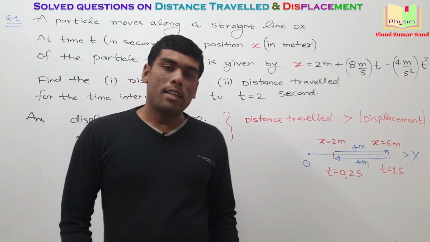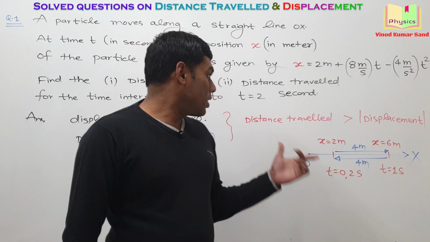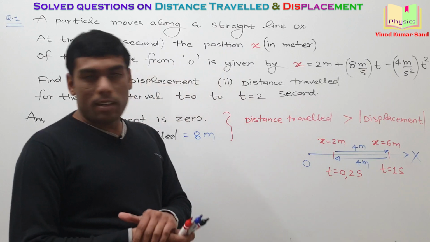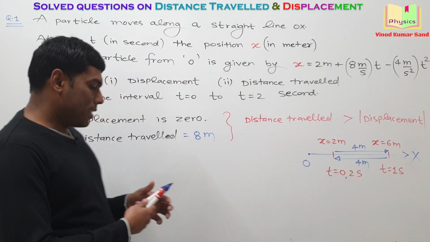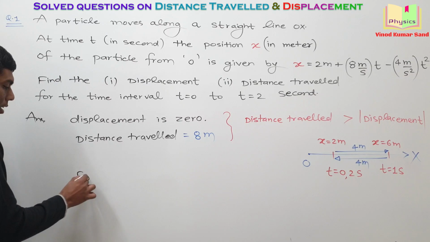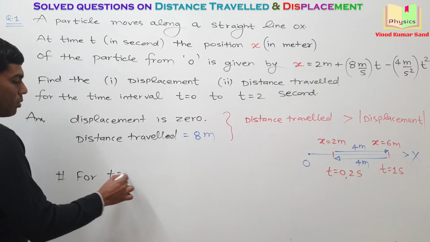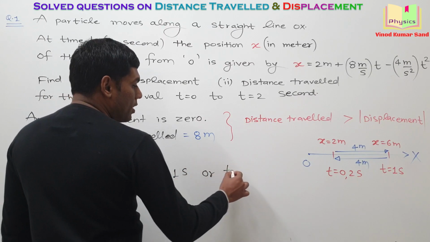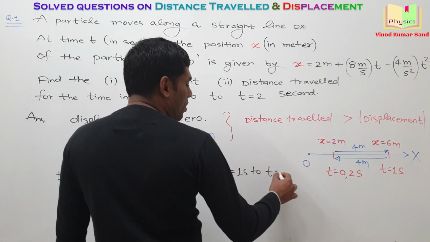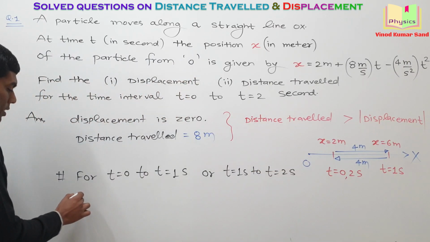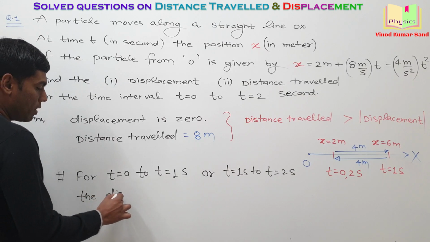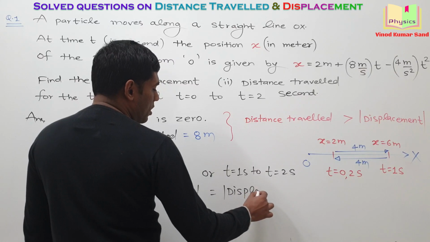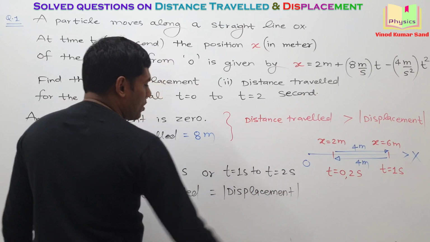Can you tell me the interval of the time for which the distance traveled is equal to the magnitude of displacement in this example? Correct. For t is equal to 0 to t is equal to 1 second, or t is equal to 1 second to t is equal to 2 second, the distance traveled is actually equal to the magnitude of displacement. You can check it yourself.